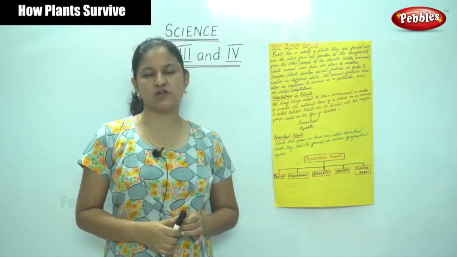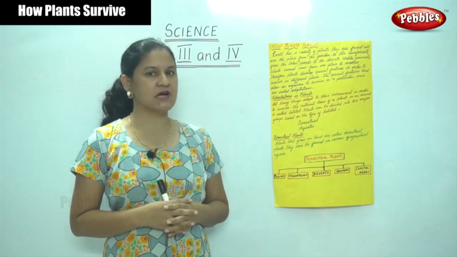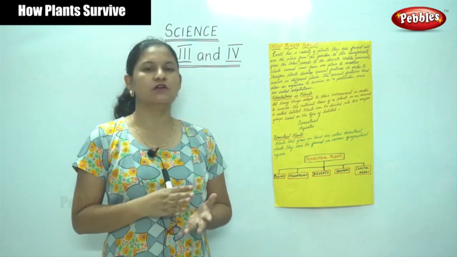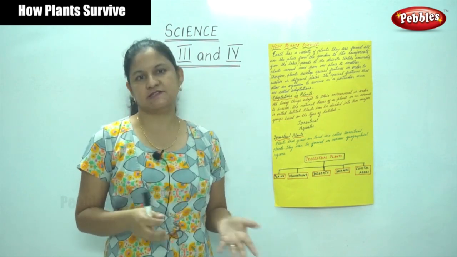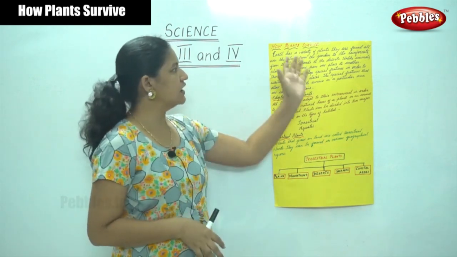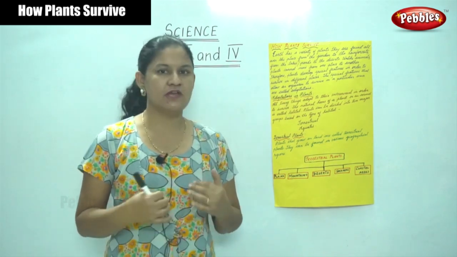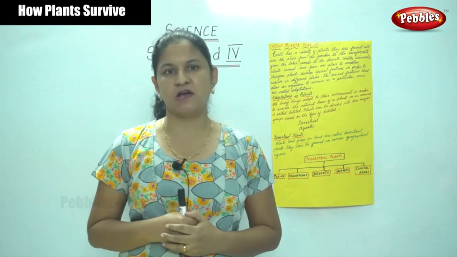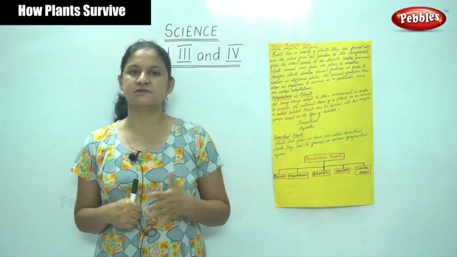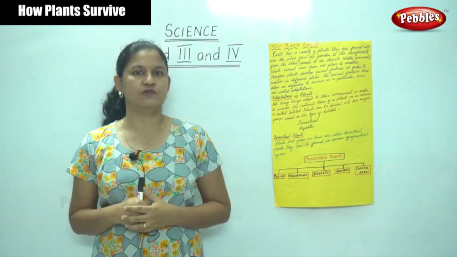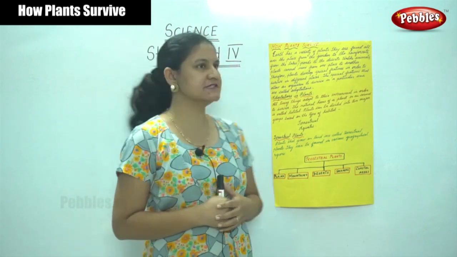So long we have been talking about plants and the different parts of a plant: your root, your shoot, your leaves, flowers, buds, etc. Now moving on to our topic, how plants survive. We as humans depend on plants for our food, shelter, clothing, etc., and animals depend on plants for their food and survival. Now we are going to see how plants survive.